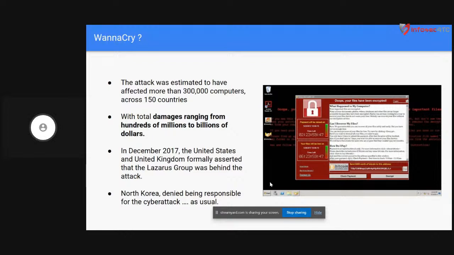So what about WannaCry? As I said, it was one of the most significant and damaging attacks in history. It affected more than 300,000 computers across 150 countries, with total damages estimated to range from hundreds of millions to billions of dollars. In a moment, we will see why this attack spread so much. After 3 months, the United States and the United Kingdom formally asserted that the Lazarus Group, a North Korea-based group, was behind the attack. North Korea, of course, denied responsibility for the attack.